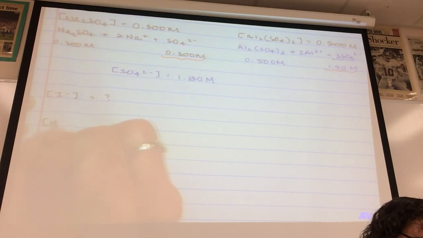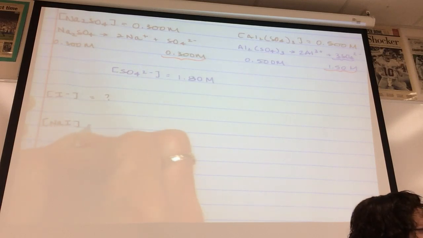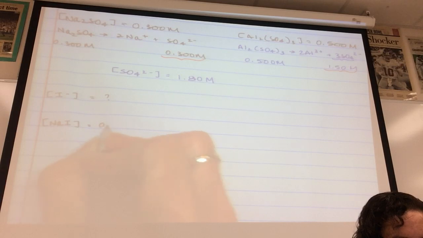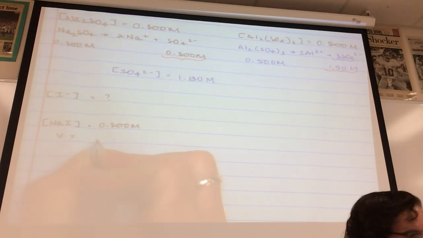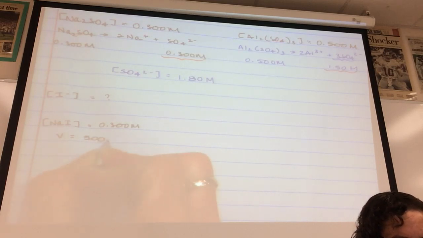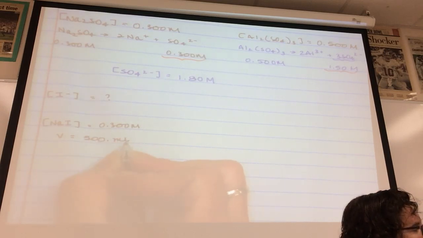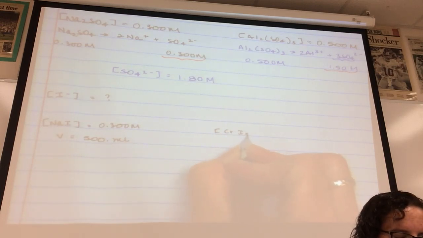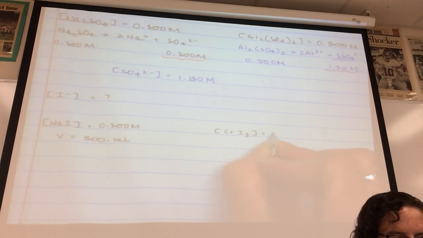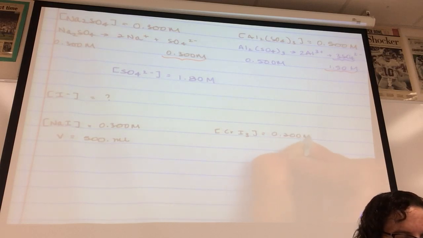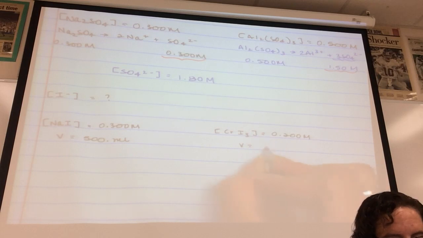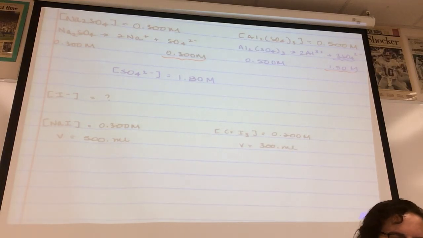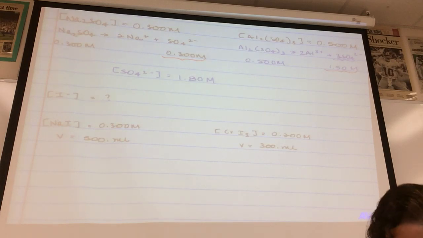For sodium iodide, we have a concentration of 0.300 molar, and the volume of that is 500 mL. The concentration of chromium-3 iodide is 0.2 molar, and the volume is 300 mL. This one's a little different.